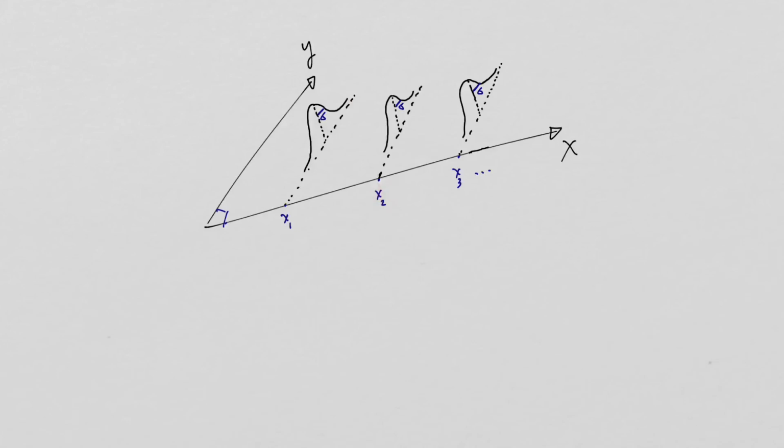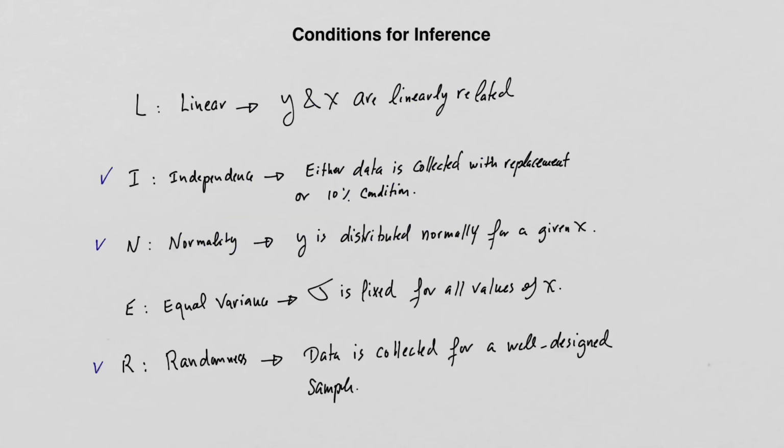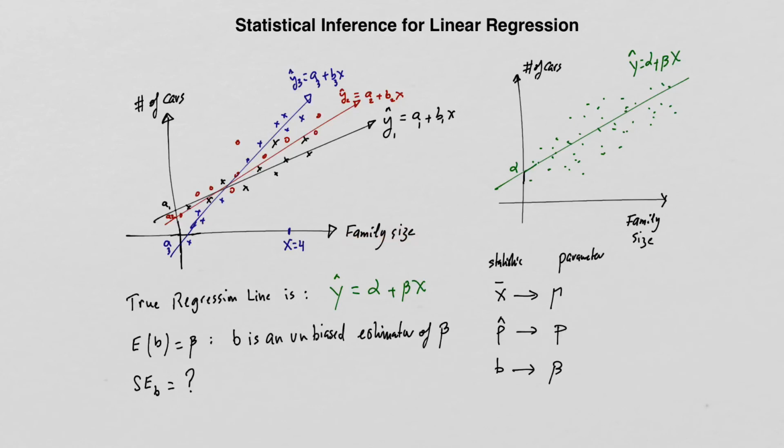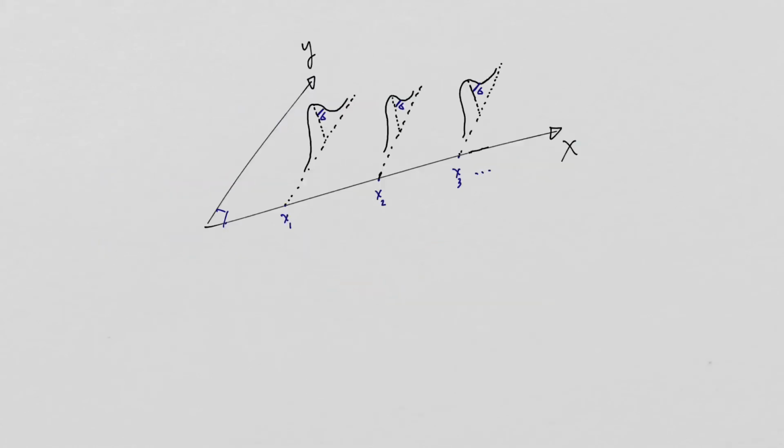And then if you pick another x, let's say now I pick a family size of 2 or a family size of 5, so if I pick a different family size, the number of cars across those samples I took follow a normal distribution. That's where normality comes in.